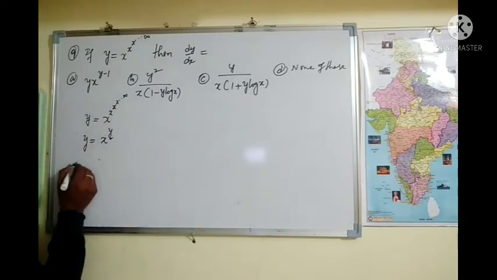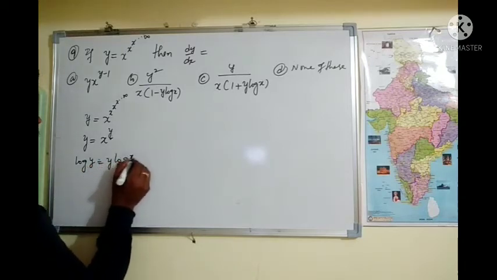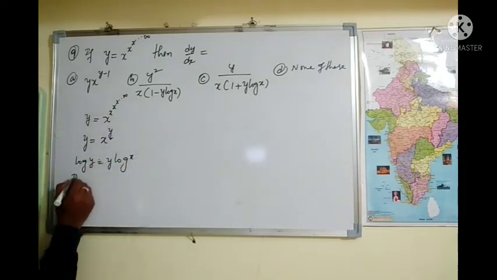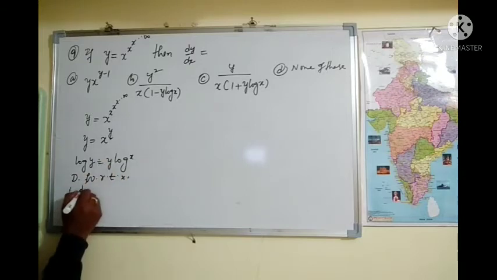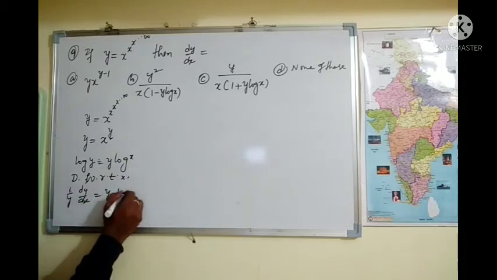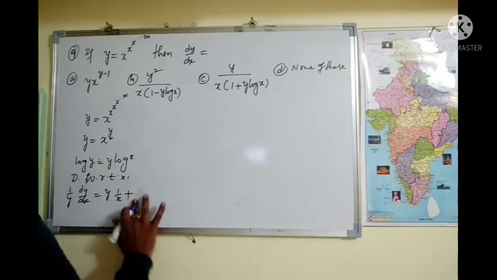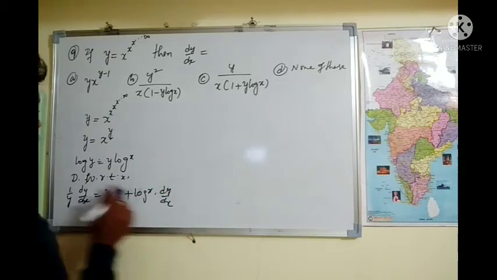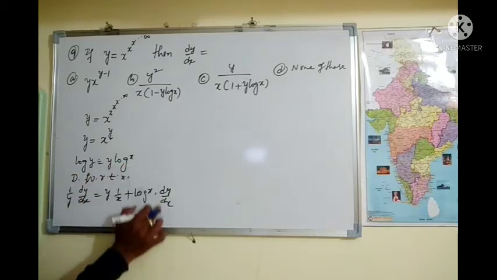Next step, take log on both sides. Log y is equal to y into log x. I consider directly a to the power b: log of a to the power b can be written as b into log a, meaning y into log x. Now differentiate with respect to x. 1 by y into dy by dx is equal to u into v formula. y into the derivative of log x, which is 1 by x, plus log x into the derivative of y, which is dy by dx. First function into the derivative of log x, 1 by x, plus log x into the derivative of y, which is dy by dx.